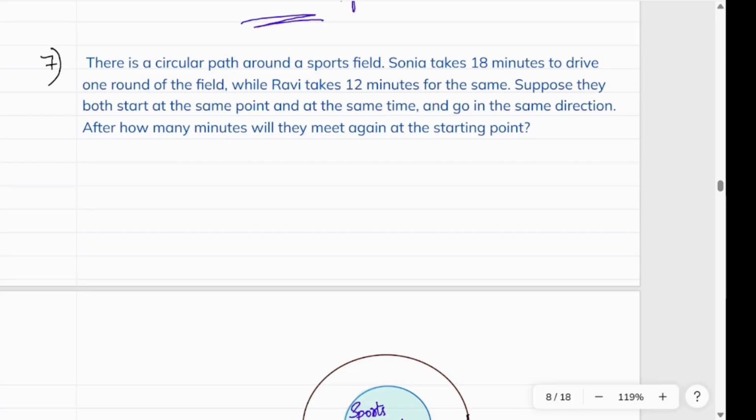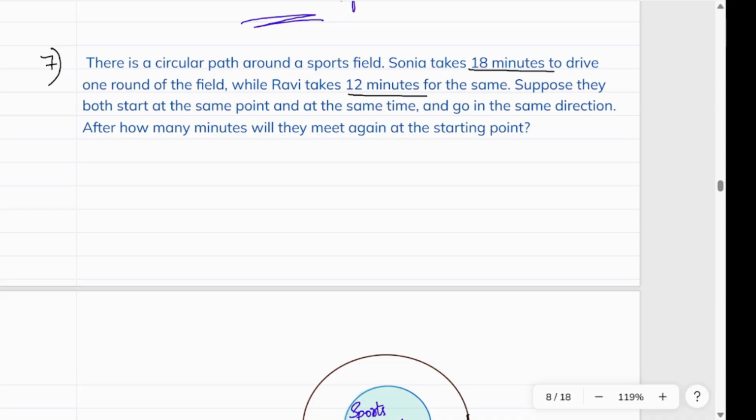There is a circular path around a sports field. Sonia takes 18 minutes to drive one round of the field, while Ravi takes 12 minutes for the same. Suppose they both start at the same point and at the same time and go in the same direction. After how many minutes will they meet again at the starting point? This is the question. Here Sonia completes one round in 18 minutes, and Ravi completes one round in 12 minutes. Correct? They both start at the same time from the same point. So we have to find how much time it takes for both to be back at the starting point together again, right?